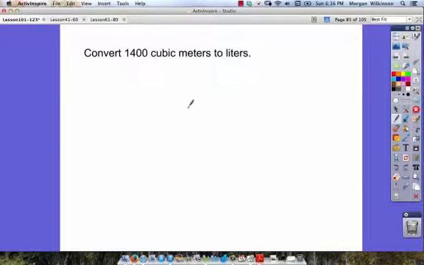Here we have to convert 1,400 cubic meters to liters. Now this problem looks a little bit more challenging. What we need to do in order to do this problem is to figure out how we're going to go from cubic meters to liters. Now in order to do this, what we're going to have to do is go from cubic meters to cubic centimeters, and then we're going to go to liters. And we'll talk about how we do that as we go.